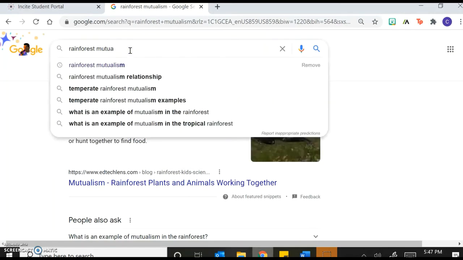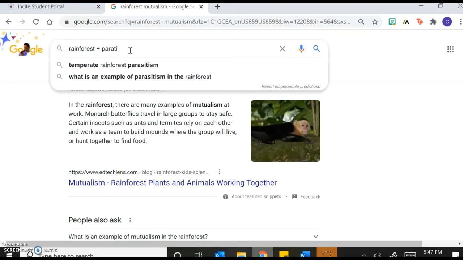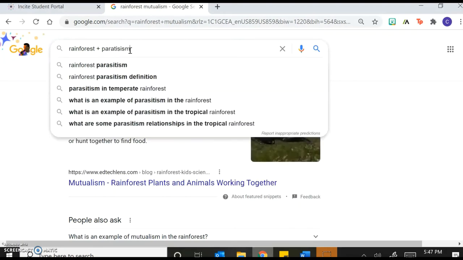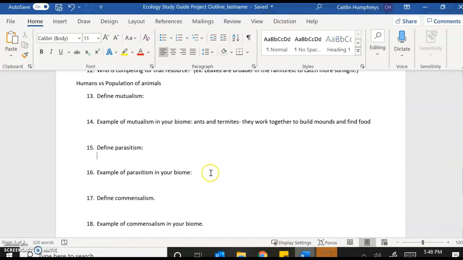All right, parasitism. We know that's where one benefits, the parasite, and one suffers or is hurt, the host. So I'm going to go rainforest plus parasitism, and Google's going to correct that for me. So we have this Loa loa or leeches, fungi. So I'm going to go with leeches because I know what a leech is. A leech is a blood-sucking, creepy thing. So we're going to go leeches on the animals.